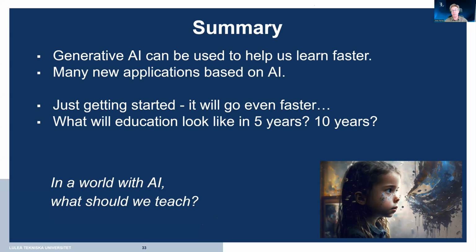And the big question for me is what will education look like 5 years from now, 10 years from now, 20 years from now? And how do we as teachers adapt to that situation? And in a world with AI, what should we teach? I think that is one of the final questions for this.